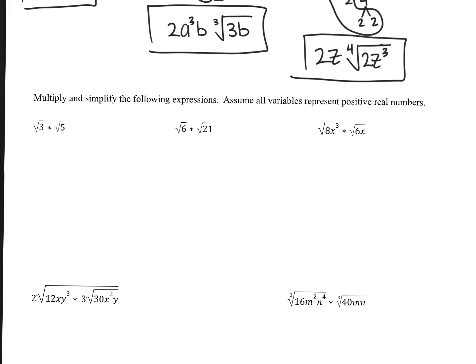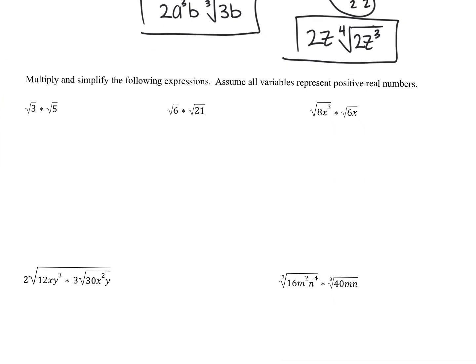So the next thing that we're going to look at is multiplying 2 radicals and then simplifying them afterwards. Okay. So just like with the first page, we're going to assume all of our variables are positive numbers, same thing as our numbers. So we have the square root of 3 times the square root of 5. So I can go ahead and multiply that, and I'll get the square root of 15.